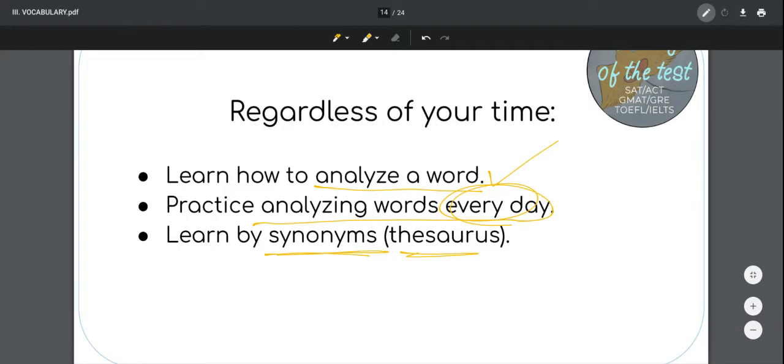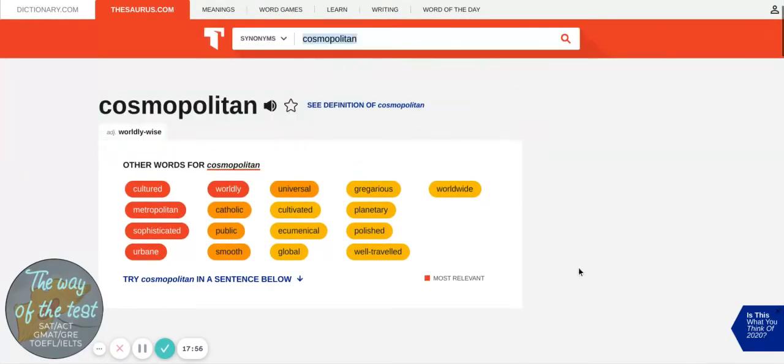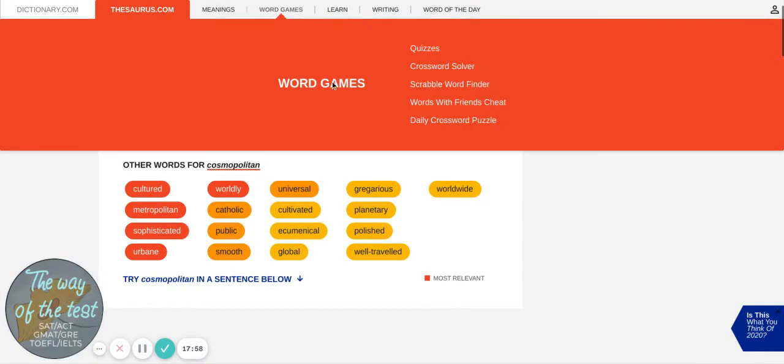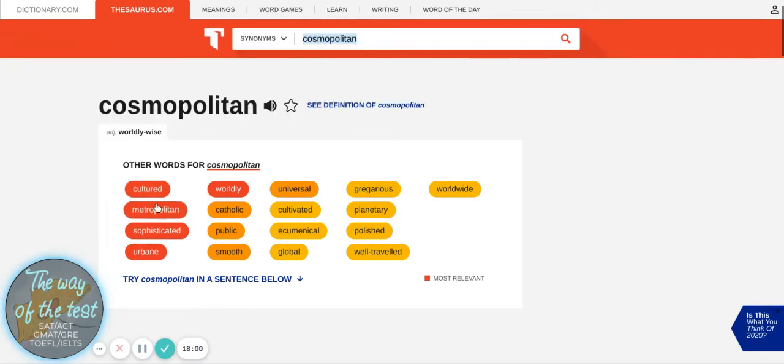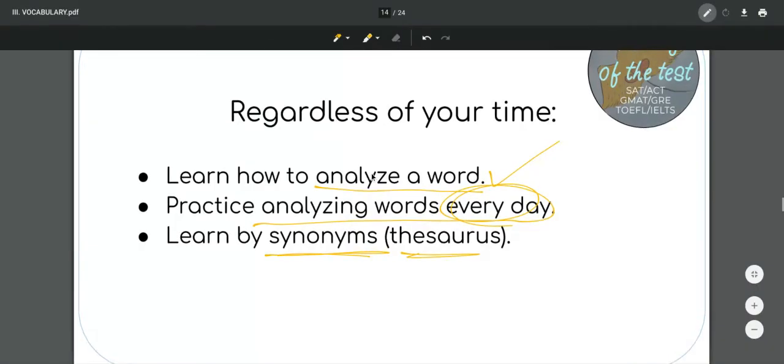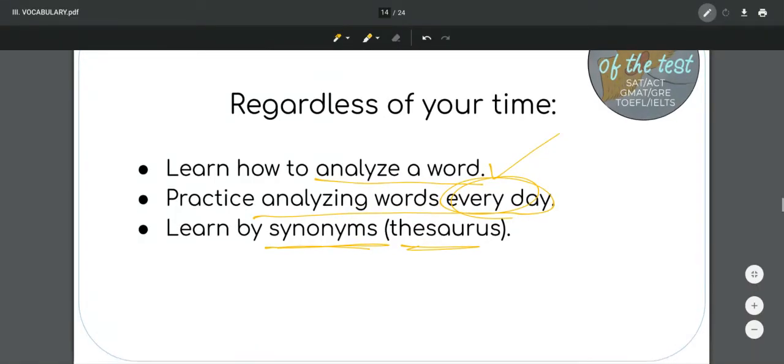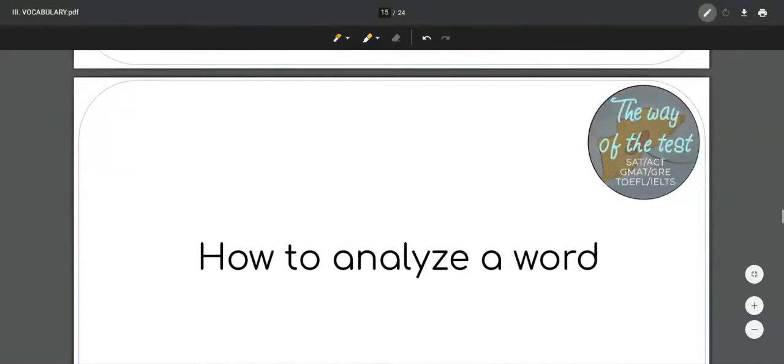Okay, so we have cosmopolitan, we have culture, metropolitan, sophisticated, urban, worldly, Catholic, universal, etc. So the more words you know, the better. And remember, it's better if you just learn the words by other words. That way you can associate one word with another and you won't have trouble solving this question type.